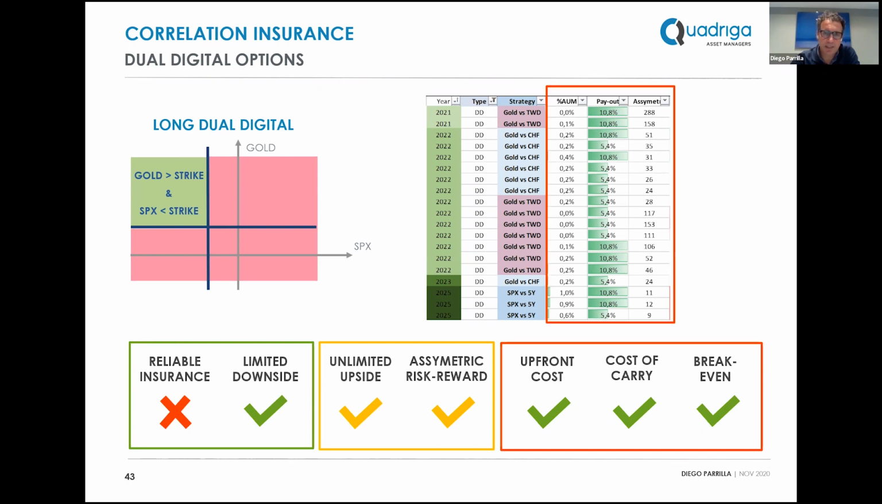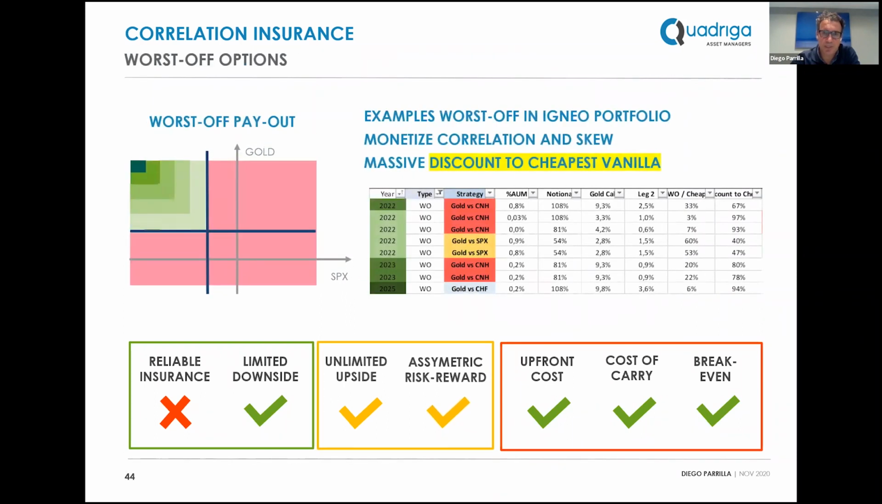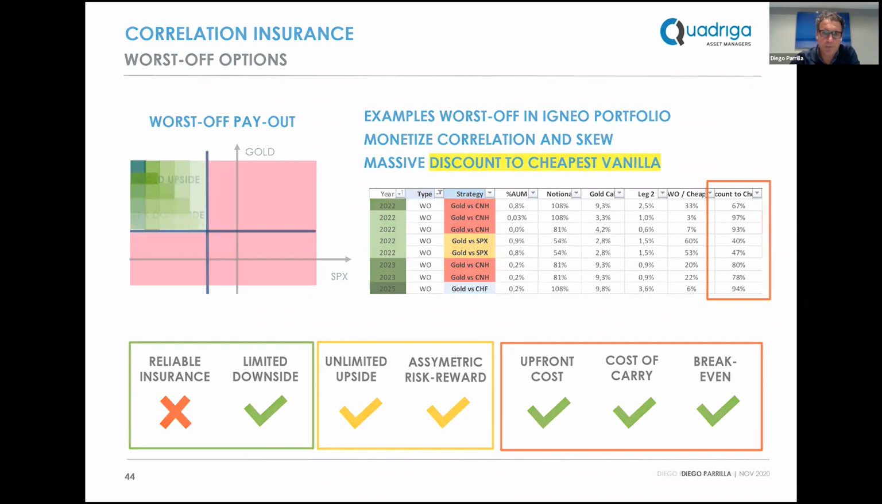So strategies like dual digitals or worst-offs are something that we own in meaningful size. They are very cheap and they will only pay if both conditions are met. They're cheap for a reason, and the most likely thing is they will not pay. But if they do, which could happen in periods like a crisis, then it's extraordinarily asymmetric, with very large payouts.